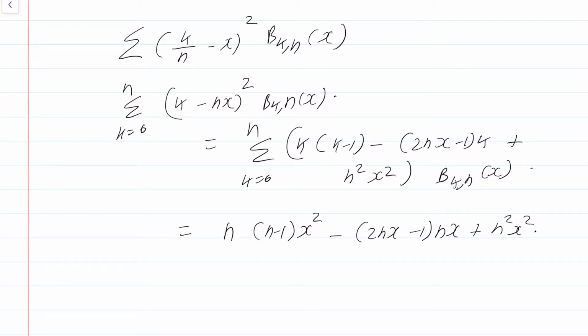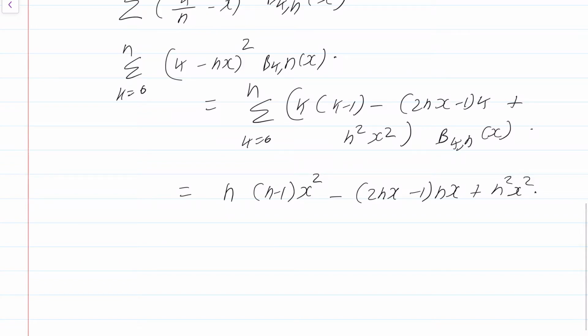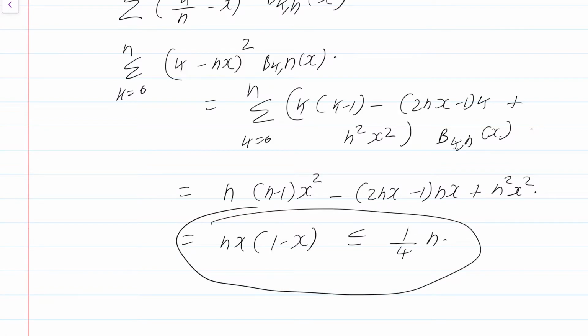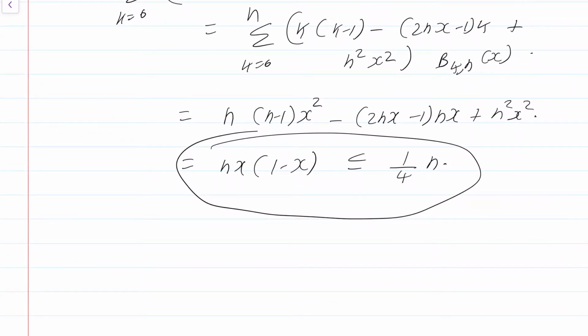Okay, fine. So you can check that this is nothing but nx into 1 minus x once you do the basic arithmetic, and this is going to be less than or equal to 1 by 4n. How did we get this last step? That seems a bit weird. Well, the last step involves this basic property that x into 1 minus x is less than or equal to 1 by 4 when x is in the closed interval [0, 1].